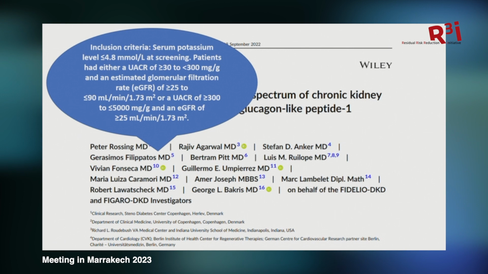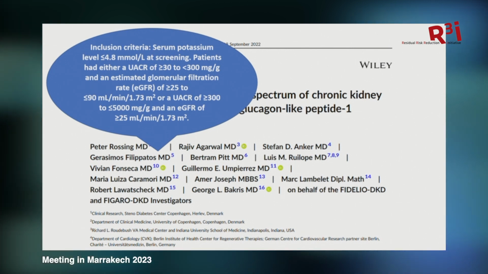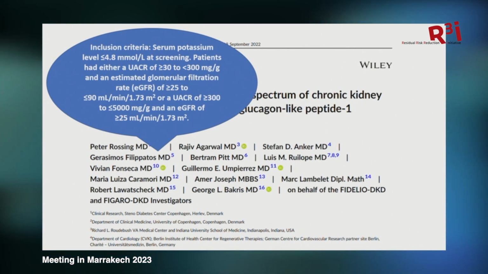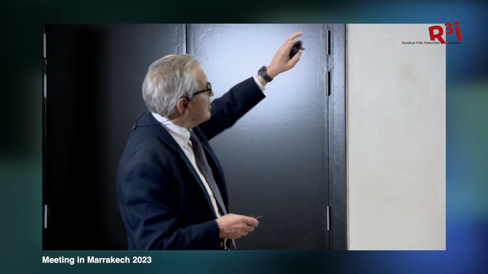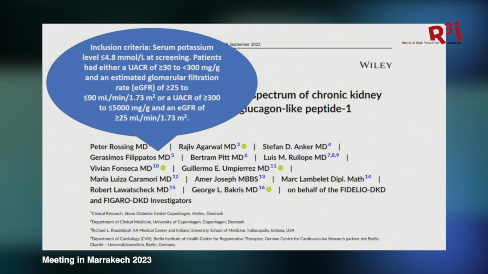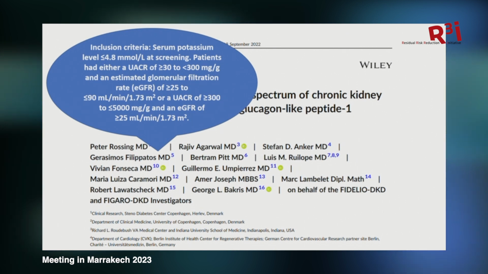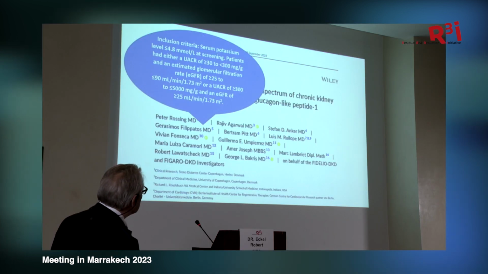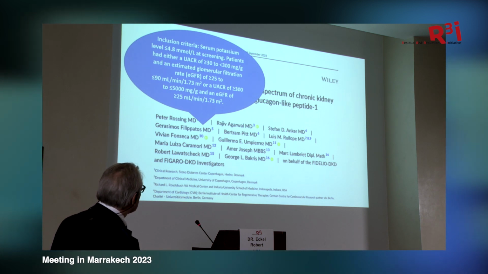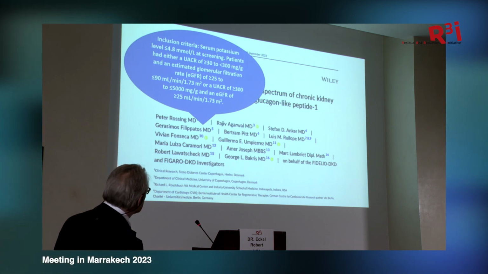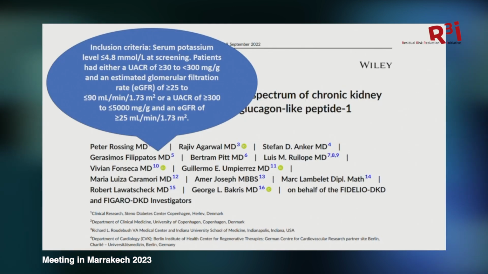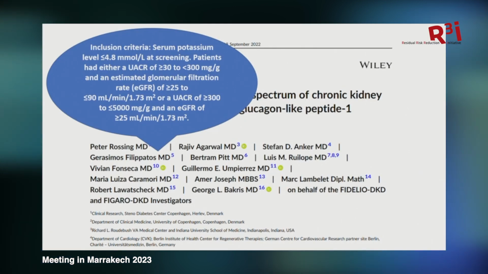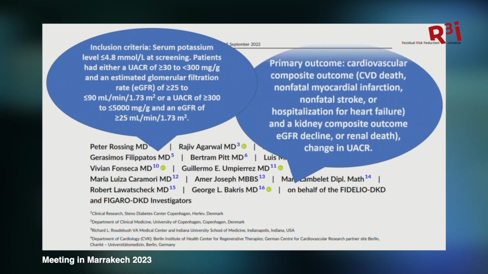Inclusion criteria: serum K less than 4.8. This class of drugs also causes hyperkalemia, so that's something you need to watch. A little bit less than spironolactone, but you need to watch that. Patients either had a UACR of greater than 30 to 300 and an EGFR of above 25 up to 90, or they had an albumin excretion rate of 300 milligrams per gram of creatinine, up to a maximum of 5 grams. These are nephrotic syndrome patients, and an EGFR above 25.